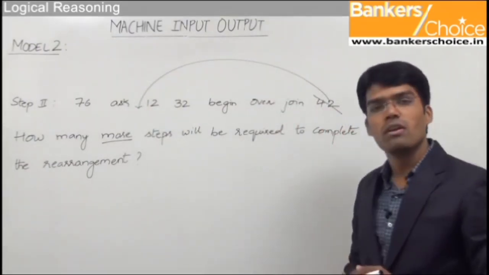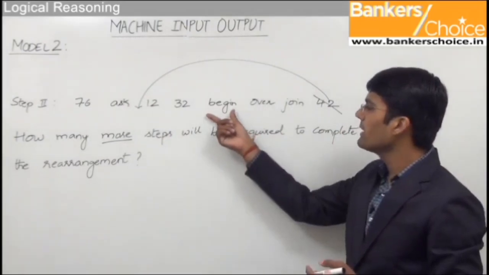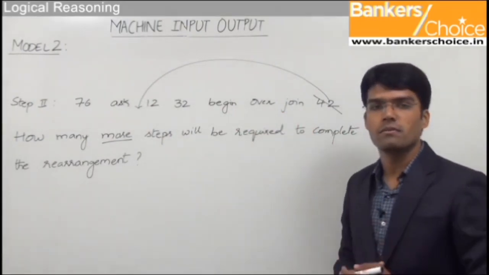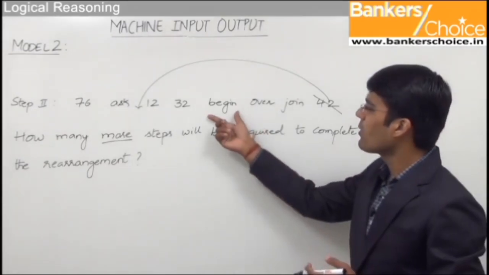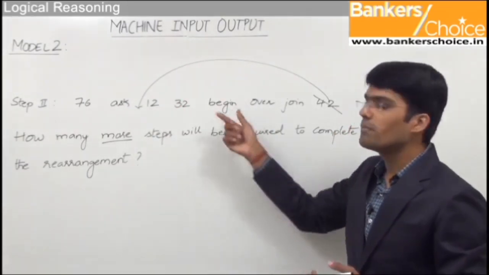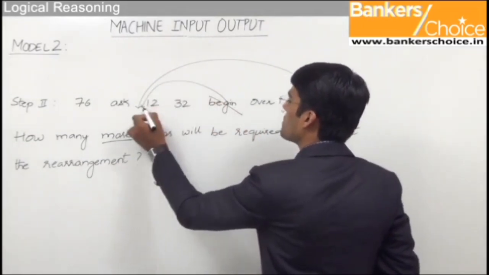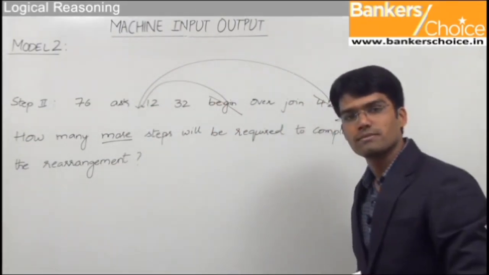After 42 a word is required, and that should be among begin, over or join. And since we are following the alphabetical order of the words, we know that the word which is required in 4th place should be begin. So let us strike off begin and just draw an arrow showing that it has gone before 12.